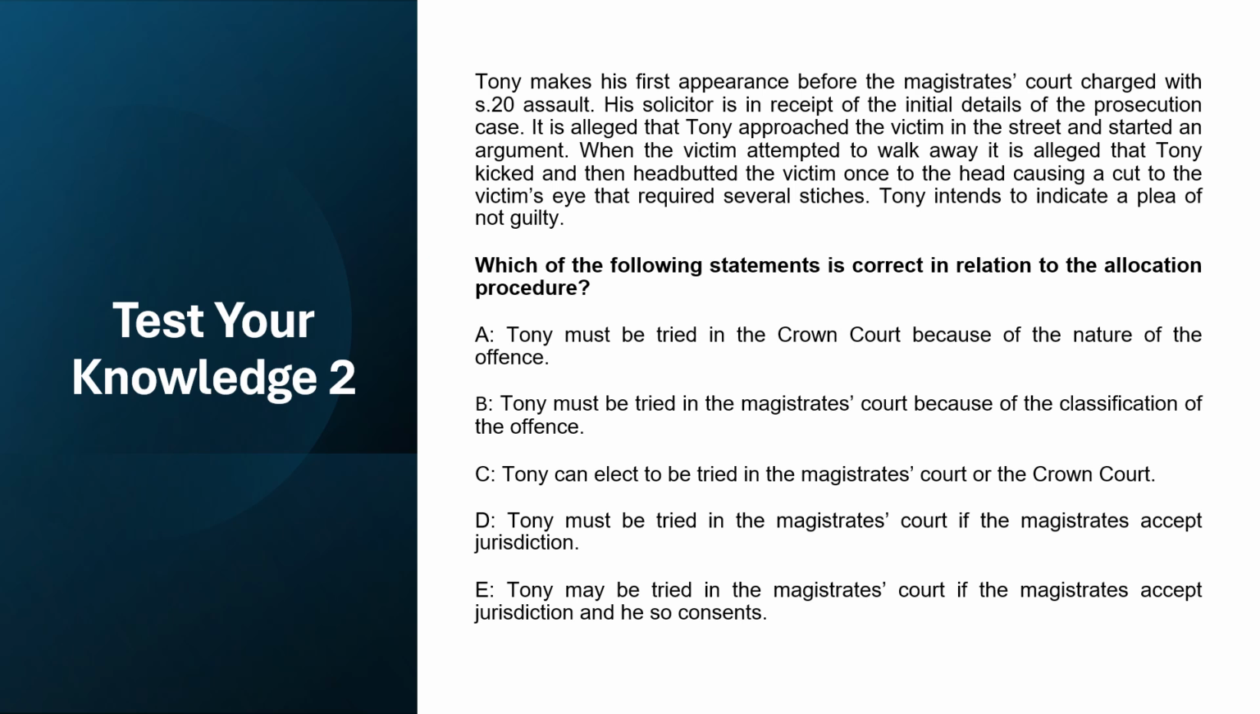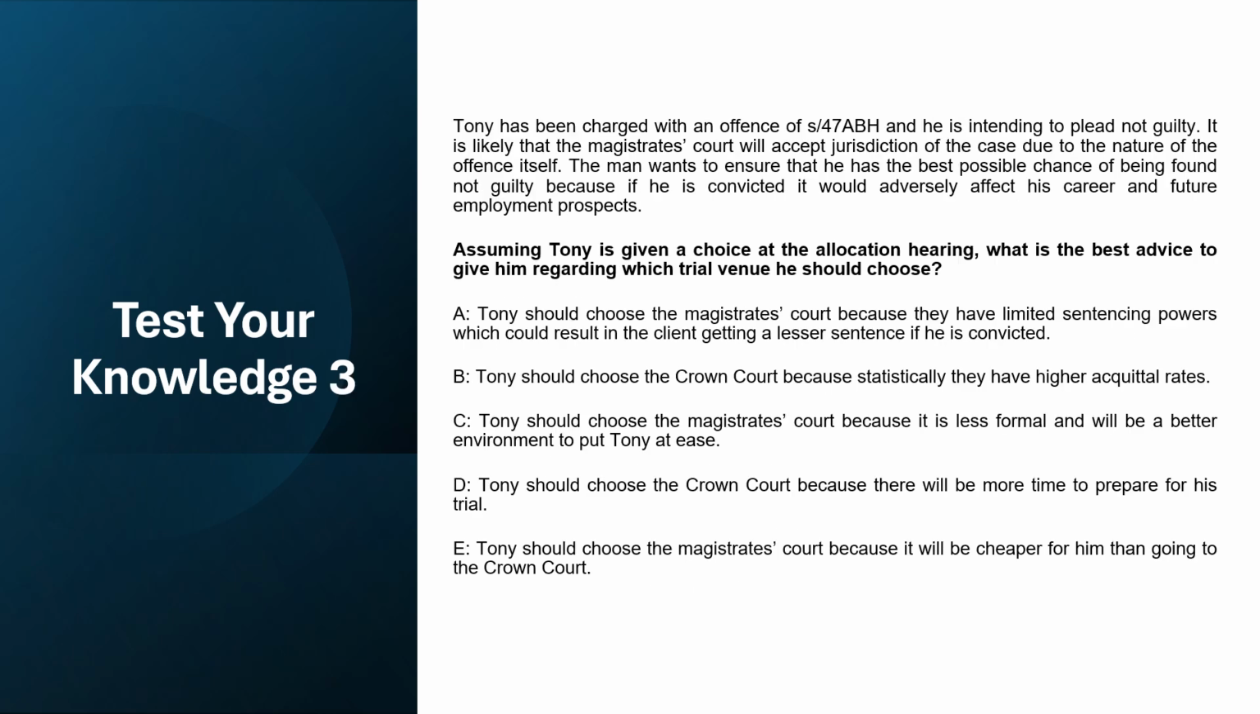A, Tony must be tried in the Crown Court because of the nature of the offence. Or is it B, Tony must be tried in the Magistrates' Court because of the classification of the offence? C, Tony can elect to be tried in the Magistrates' Court or the Crown Court? Or is it D, Tony must be tried in the Magistrates' Court if the magistrates accept jurisdiction? Or is it E, Tony may be tried in the Magistrates' Court if the magistrates accept jurisdiction and he so consents?